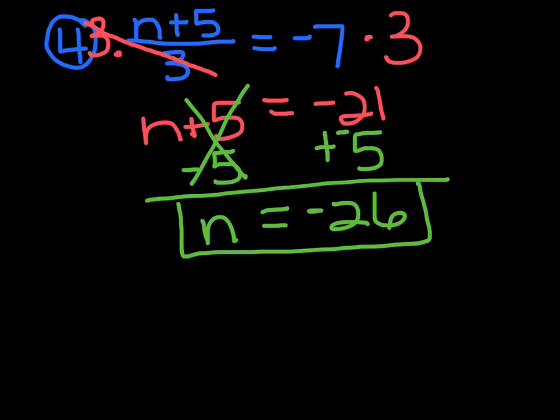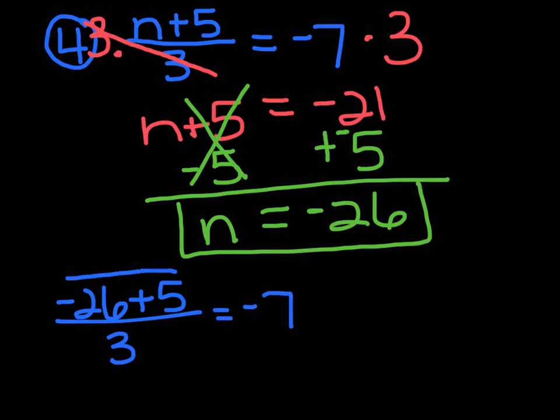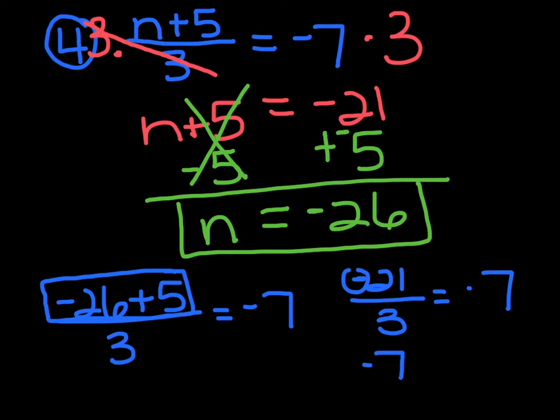You can plug this in and make sure that it works. If you plug in negative 26 for n, that would mean that when you take negative 26 plus 5 and divide it by 3, it would equal negative 7. Well, before you can divide, you have to figure out what this equals. Negative 26 plus 5, you're adding opposites, so you subtract. 26 minus 5 is 21. You've got more negatives, so that's negative 21. Then you would divide that by 3. Well, 21 divided by 3 is 7. You've got one negative here, so that's negative 7. And over here you have negative 7. That's equivalent. So you know that your solution of negative 26 is correct.